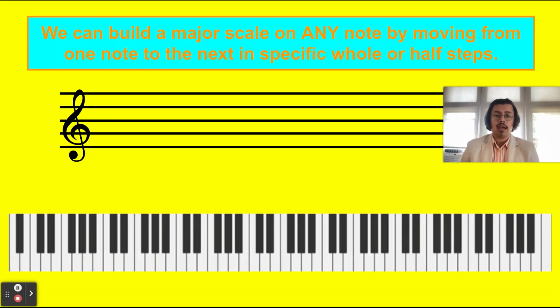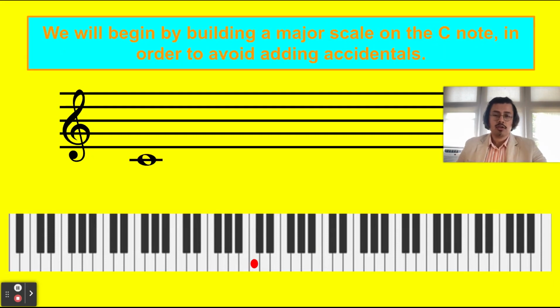Now, we can build any major scale on any note by moving from one note to the next in specific whole and half step patterns. So, we're going to begin by building a major scale on the note C. And in order to avoid adding accidentals, we're going to stick to this for now. I'm going to walk you through the process, and then we're going to build other scales.